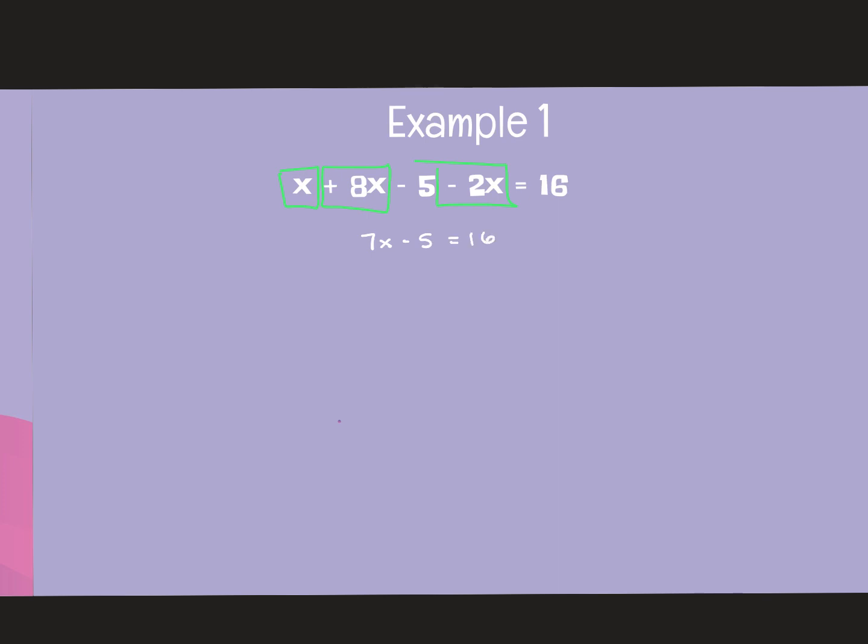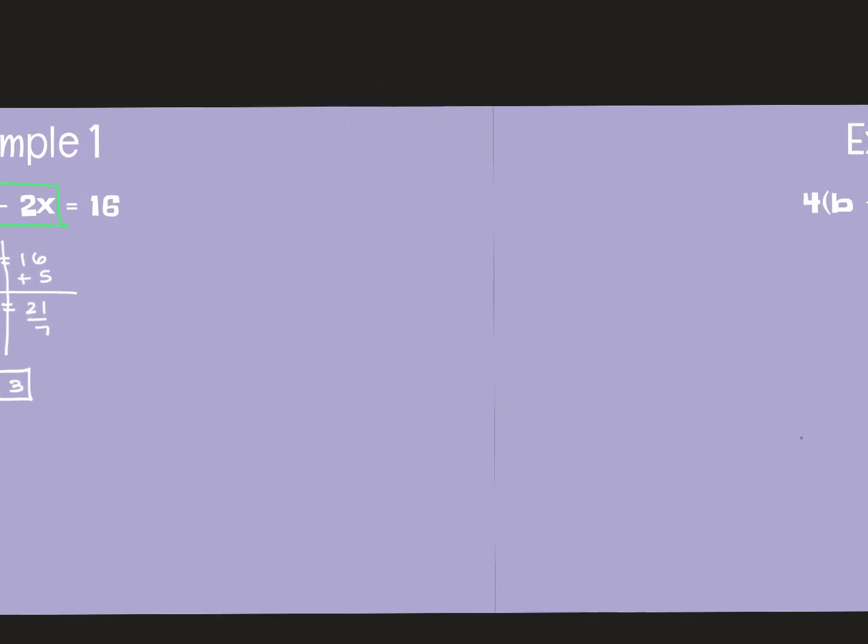The only thing I did was combine my coefficients. I had the coefficient of 1 on this x. 1 plus 8 is 9. 9 minus 2 is 7, keeping that x. Now I have my basic two-step equation. So I'm going to add 5 to both sides. I get that 7x is equal to 21, and you can also draw your line here to divide your sides of your equation. Divide both sides by 7, and x is equal to 3. All right, let's take a look at the next example.